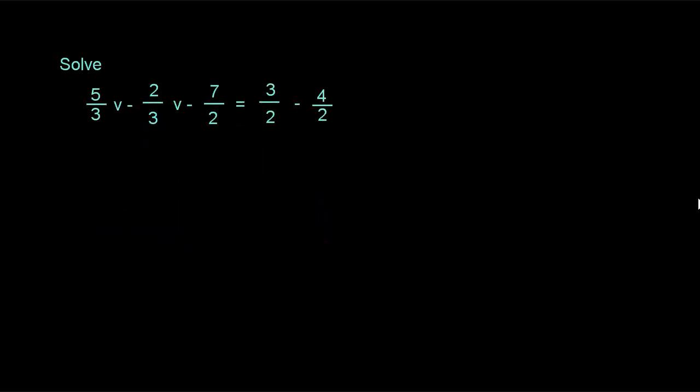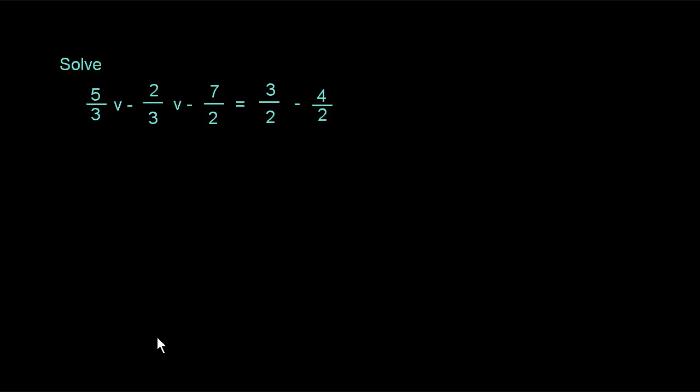The next problem has fractions in it, and some people get a little afraid when they see fractions, but I think they're harmless. And let's read it. Solve 5/3 v, subtract 2/3 v, subtract 7/2 equals 3 halves minus 4 halves. And go ahead, if you can do that one on your own, good. And place it on pause. And we'll see what you get for an answer.